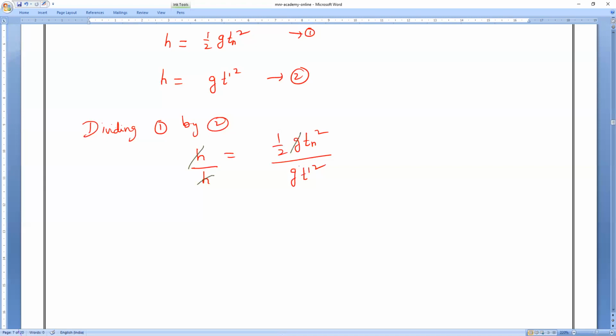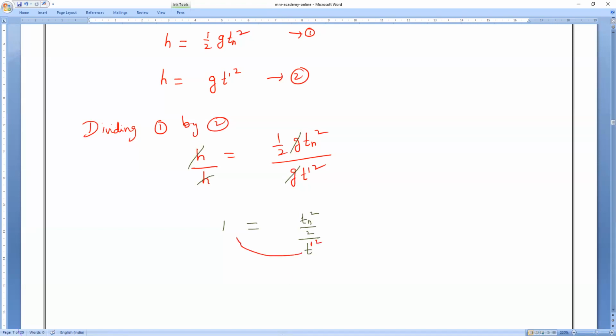Next, g and g will get cancelled. Now 1 by 2 will come this side; or else, not necessary, you keep it that side only. So all of you observe, it will come like 1 is equal to tn square by 2 divided by t dash square. Oh, sorry, not tn, it is t dash. Is it correct? T dash square. Yes, sir.